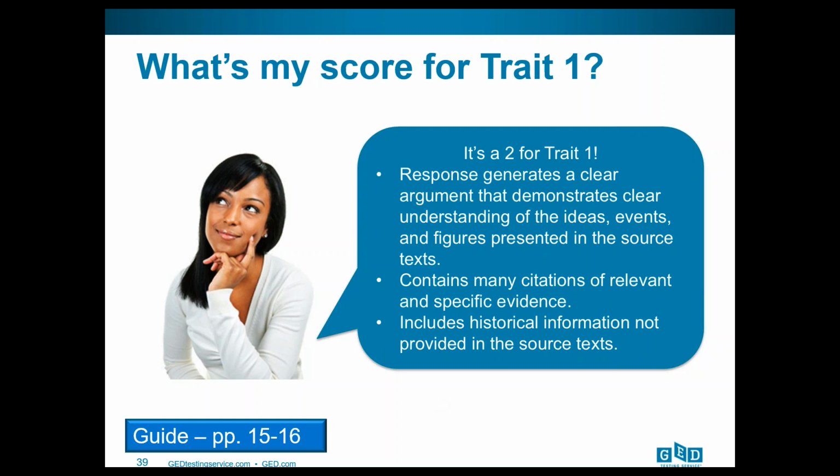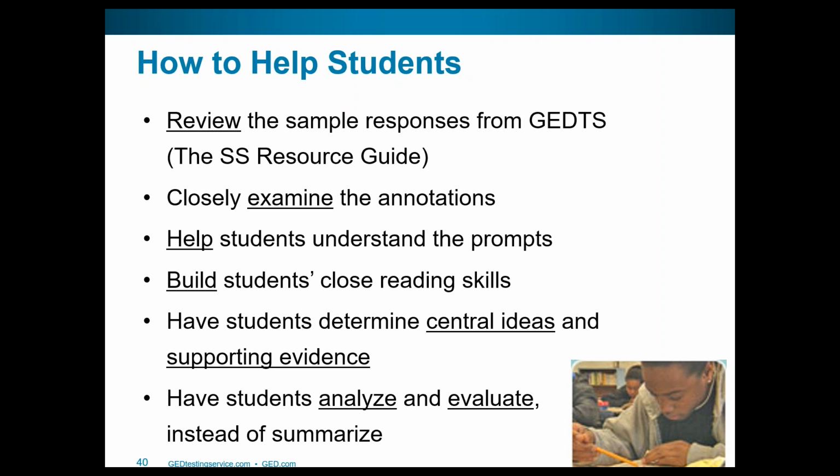The student cited relevant and specific evidence, but you didn't see lots of quotes. What you saw is that student going back and citing that evidence and paraphrasing as opposed to just using a lot of quotes. And the student was able to come further and add historical information that didn't come from the source text itself, but came from the student's own understanding of what was going on at that point in time. So, how do we help our students?